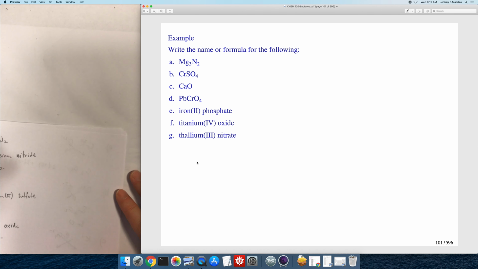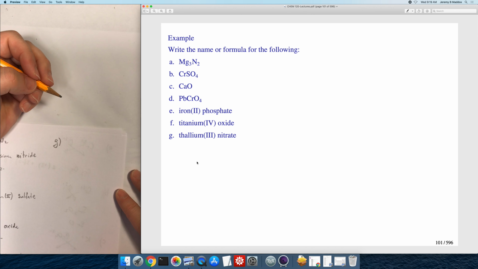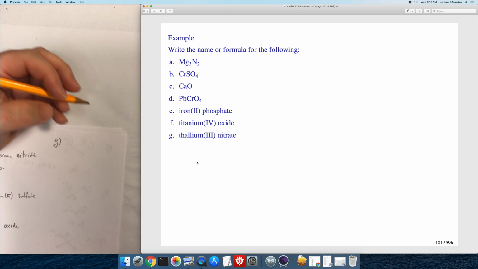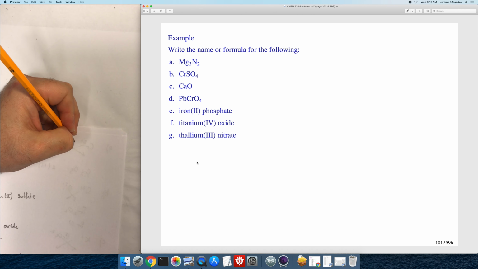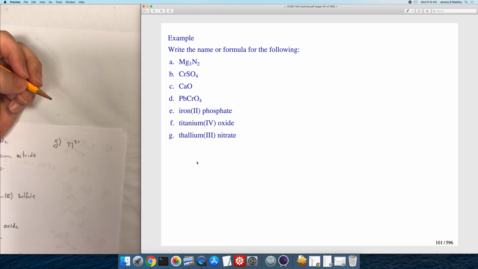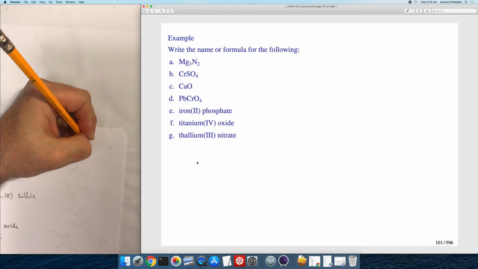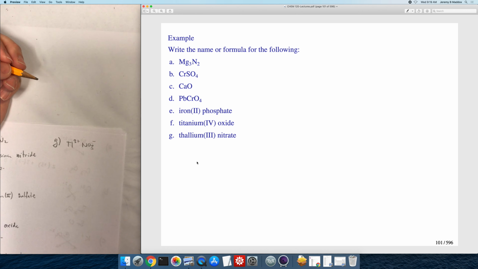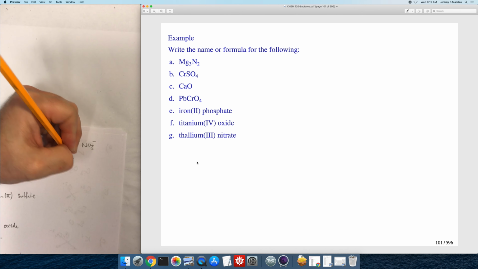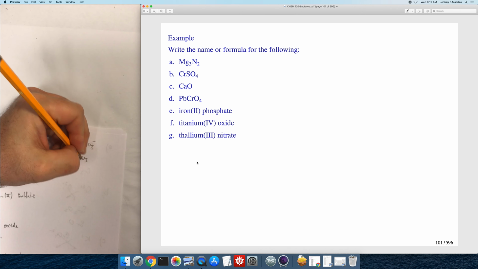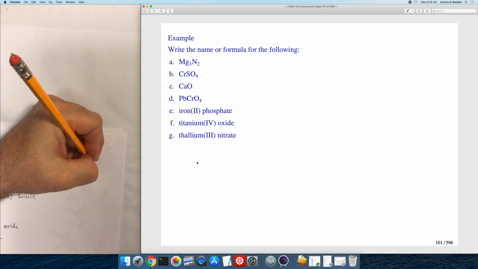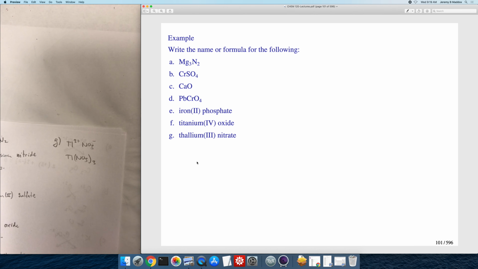Finally, the last one, part G here. We've got thallium 3+, and then nitrate, which we have to have memorized like that. Bring the charges down. That would be the chemical formula for this one.